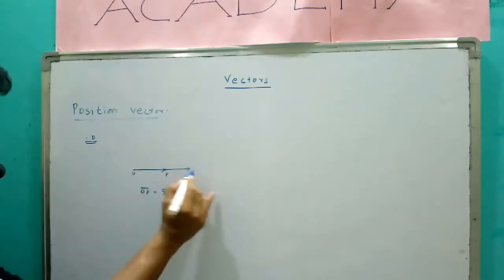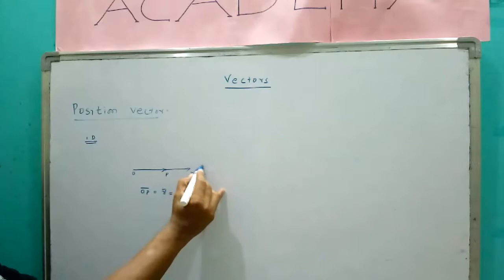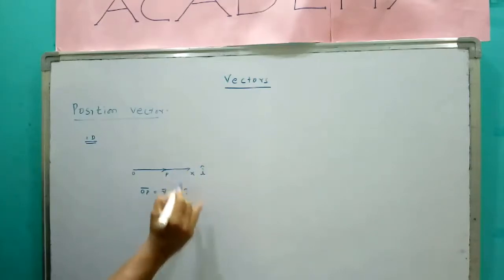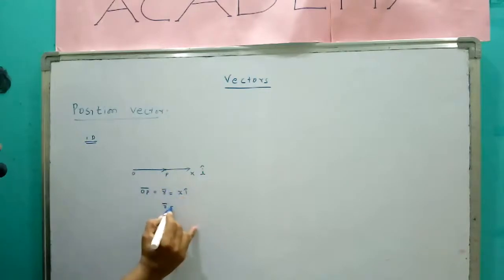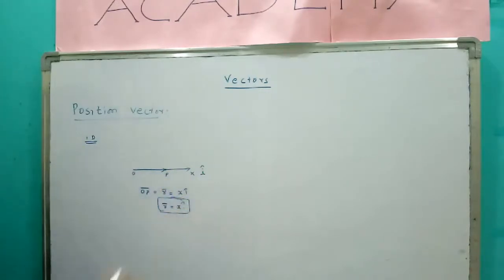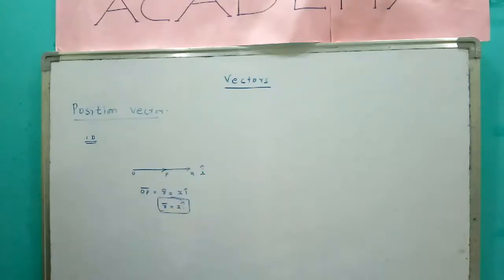See, this is the x-axis. Along the x-axis, the unit vector is i cap. So the position vector of P in one-dimensional space is equal to x i cap.